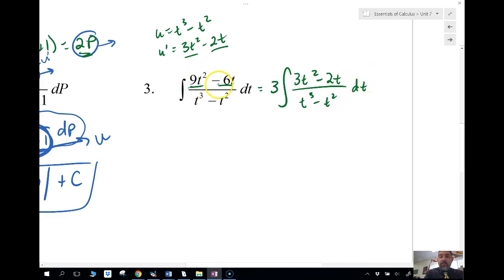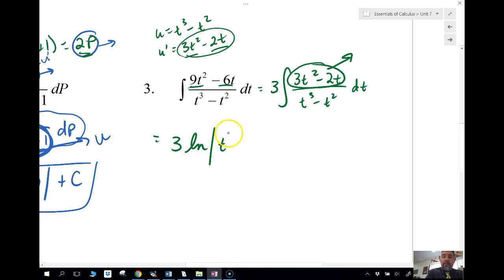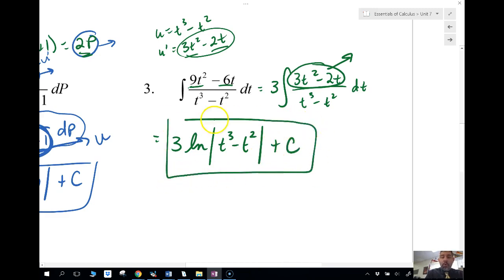Okay, so I factored out a 3 from both of these. I brought it out. And I end up here with what I had for my derivative, which ends up being my hook. So then I'm going to have 3 natural log of the denominator, t cubed minus t squared, plus c. Boom. Nailed it.